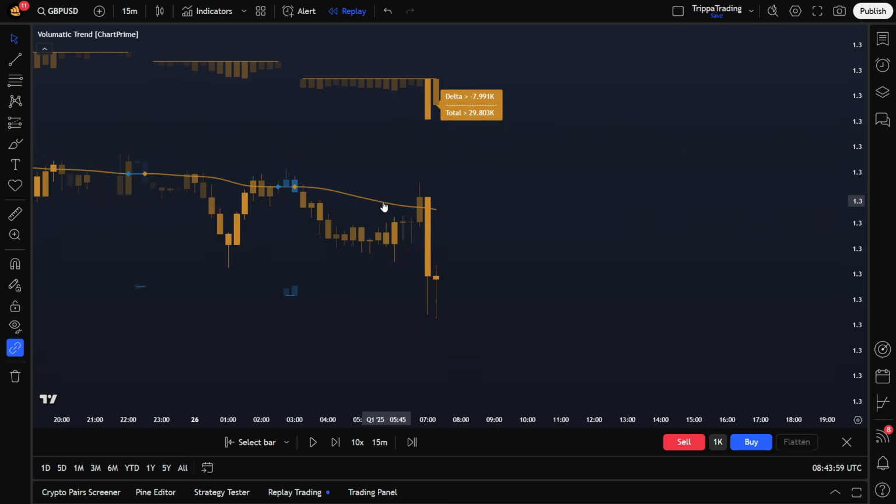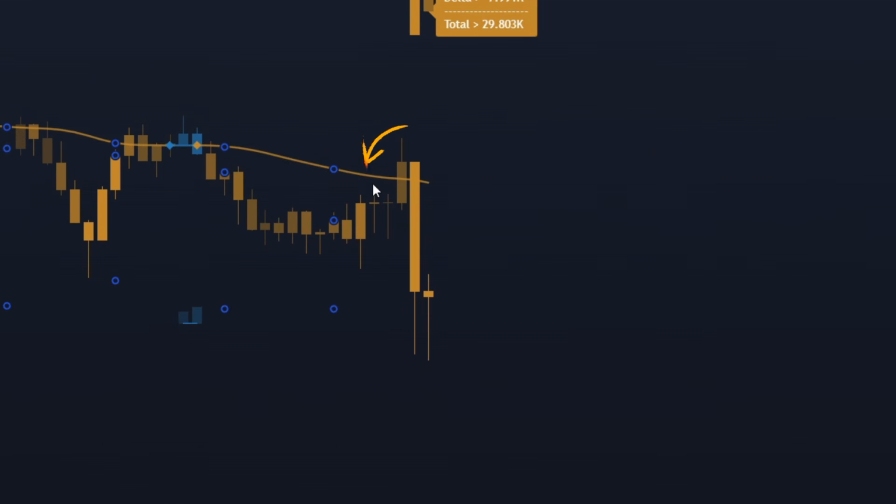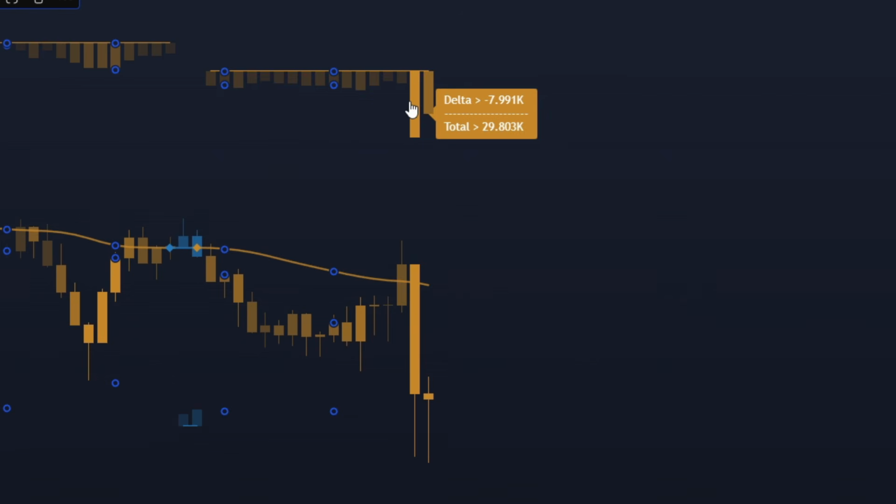Now, for a sell setup, the logic is flipped. You want the ribbon and candles to be yellow. That's your bearish confirmation. Wait for price to retrace up to the ribbon, like it has done over here, then watch for a rejection. As price begins to turn back down, check the volume histogram above the price.